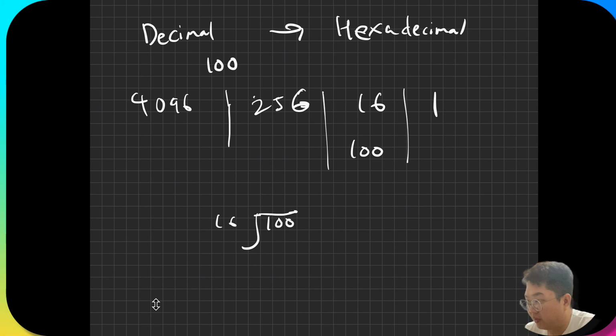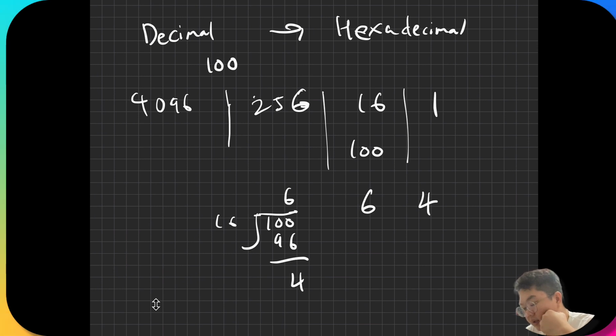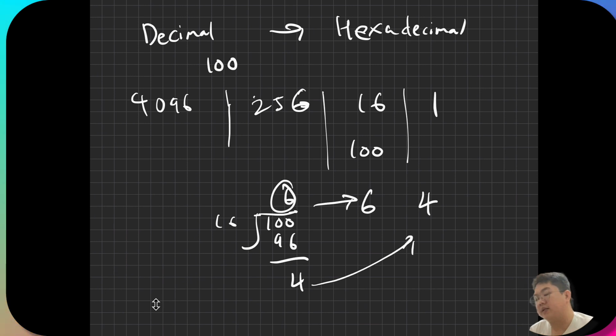The number to multiply, 16 multiplied by 6 will be 96, and this will be 4, because 96 divided by 16 is 6 with a remainder of 4. So once we're done, this number will be converted over here, and then this remainder will be placed here, and then this will be the hexadecimal value of 6 and 4.